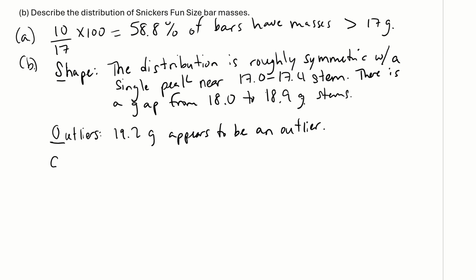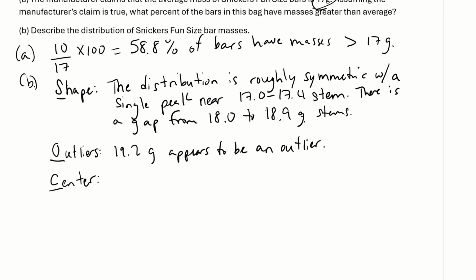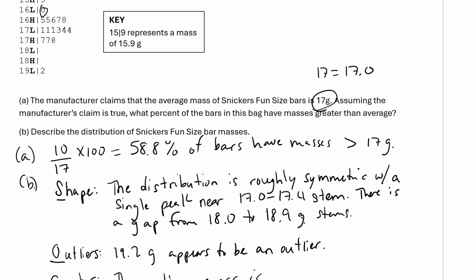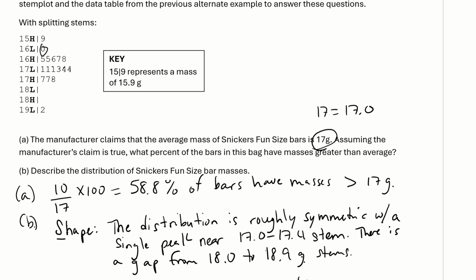All right, and then we got the C in SOCS, which stands for center. So we got to figure out what the center value is here, the middle value, the median. So the median mass is, we got to figure out what the median is. The median should be in the middle here, since it's roughly symmetric, right around there. But there's 17 bars.